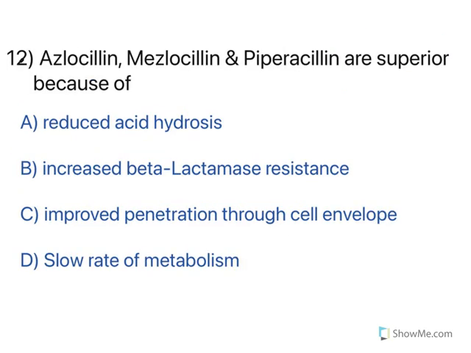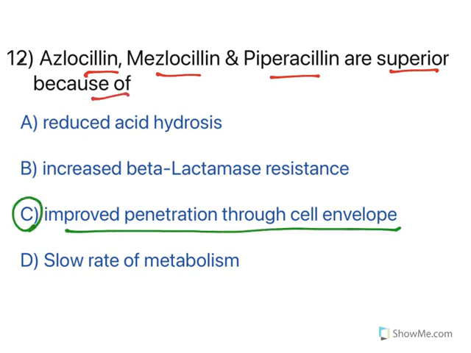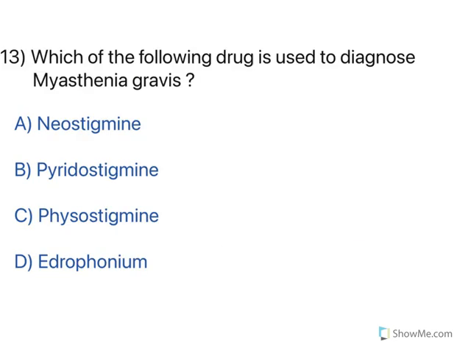Going to the next one. Now, azlocillin, mezlocillin, piperacillin, all these are ureidopenicillins. They have broadest spectrum of activity. That superior activity is because of improved penetration through cell envelope. They have very good penetration. Because of that, they have broadest spectrum of activity. Moving to the next one.